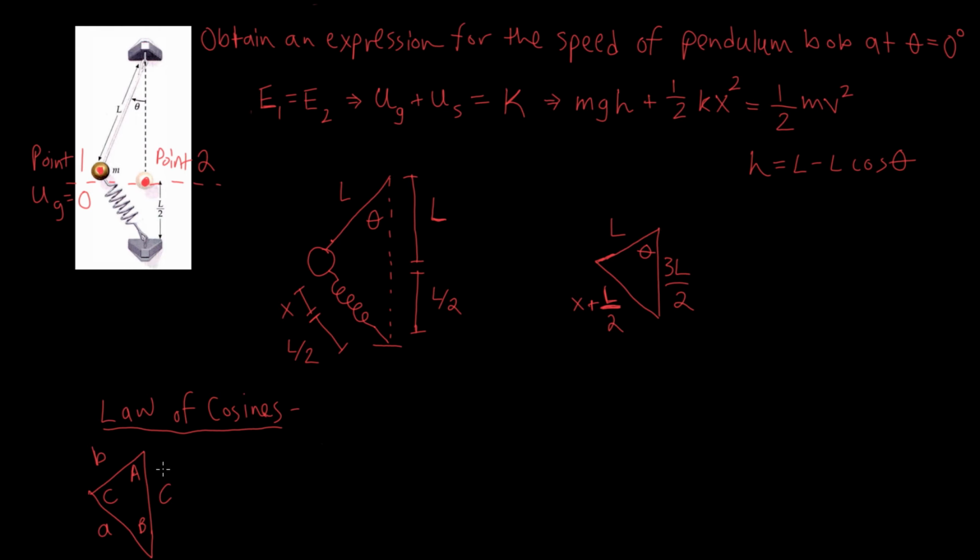Let's say that we want to solve for side A. That side is just equal to A squared, which is equal to B squared plus C squared minus 2 times the length of side B times C times the cosine of the angle that's opposite to the side of A, which is capital A.